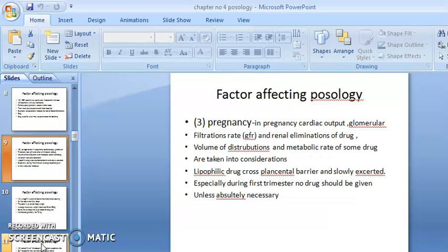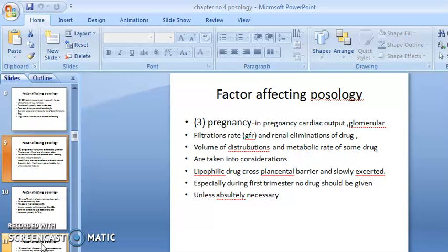During pregnancy, what happens? In pregnancy, cardiac output, glomerular filtration rate, renal elimination of drugs, volume of distribution, and metabolic rate of some drugs are to be taken into consideration. आता प्रेग्नन्सी मध्ये काय होतं? Lipophilic drugs cross the placental barrier and are slowly excreted. आता लिपोफिलिक ड्रग असतात, लिपिड लविंग ड्रग जे असतात, ते इझिली कॅन क्रॉस द प्लॅसेंटल बॅरियर. That's why it affects your child.